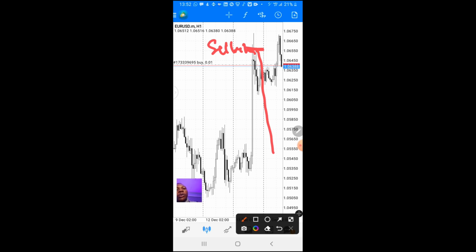So let's just suppose that this should be your entry, that the market should reach and activate you. So it will reach and activate you. Then your stop loss will be above. Since you are selling, your stop loss will be above. You read the figure and you go and put it.